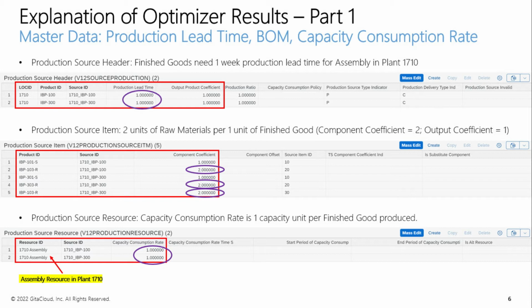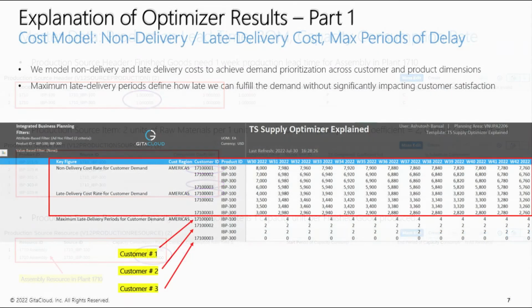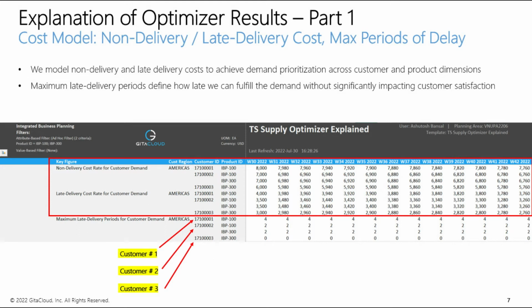Production source resource master data is used to maintain capacity consumption rate as 1 unit per each finished good produced on the assembly resource. Non-delivery cost key figure tells the optimizer the cost of leaving demand unfulfilled. We set this key figure as a high value for customer 1, customer 2 is lower, and customer 3 is lowest. This ensures customer 1 demands are prioritized over customer 2, and customer 3 demands are the last priority.